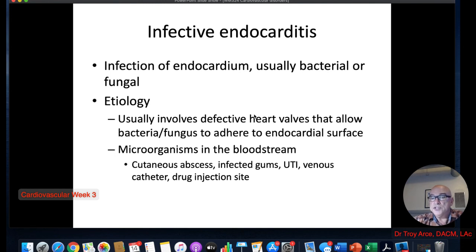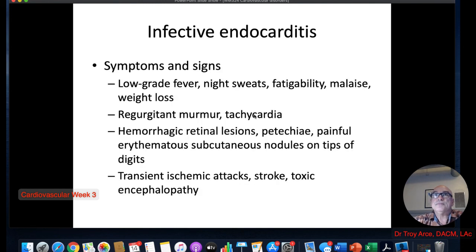And drug injection sites. Signs and symptoms: low-grade fever, night sweats, fatigability, malaise, weight loss. These folks may have a regurgitant murmur. They're going to be tachycardic. They may have hemorrhagic retinal lesions, petechiae, painful erythematous subcutaneous nodules on the tips of their digits, and transient ischemic attack, stroke, toxic encephalopathy.